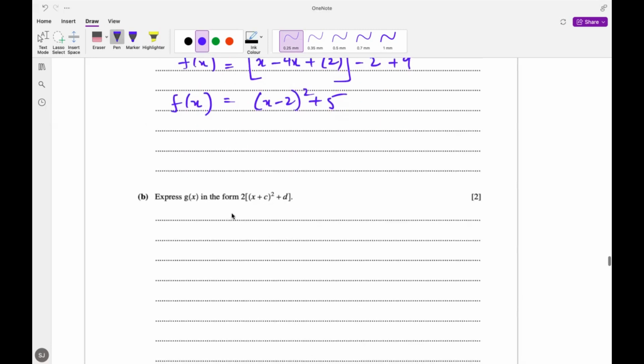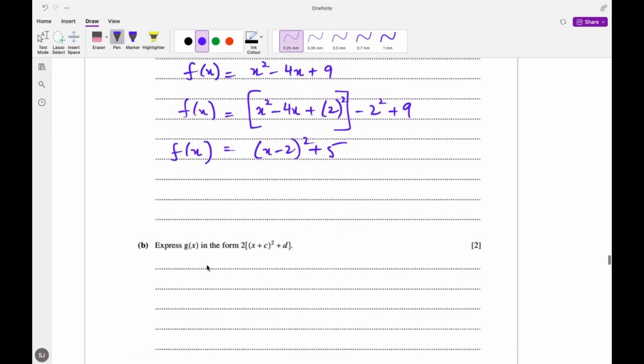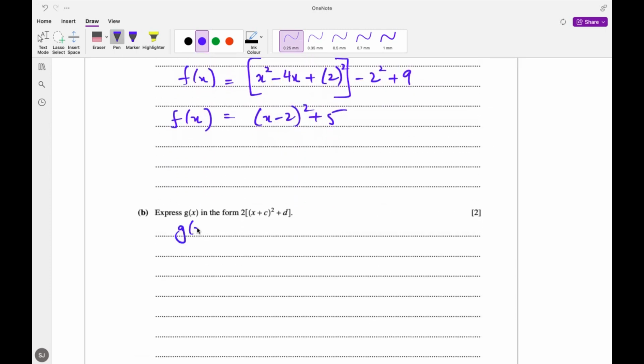In part B, we have to express g of x in the form 2 into x plus c whole squared plus d. In this case, we will use the comparison method. So g of x was 2x squared plus 4x plus 12. Now we can still use the completing the square form up here, but as we have already done the completing the square method in the first part, we'll use the comparison method to convert g of x in this particular form.